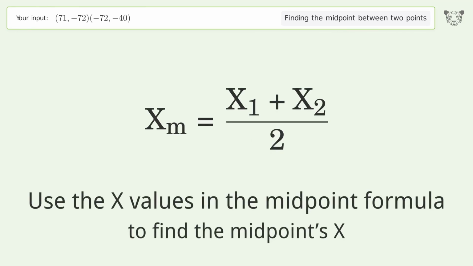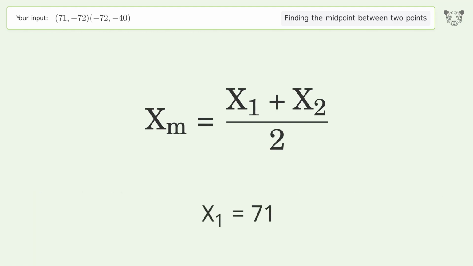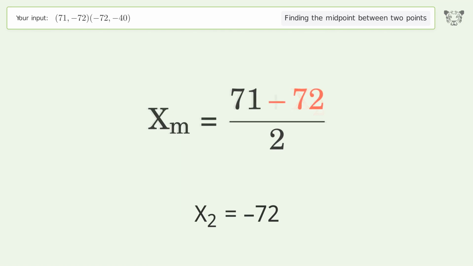Use the x values in the midpoint formula to find the midpoint's x. x1 equals 71. x2 equals negative 72. Simplify the arithmetic.